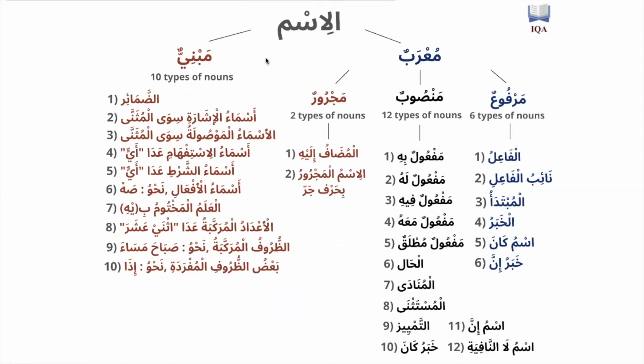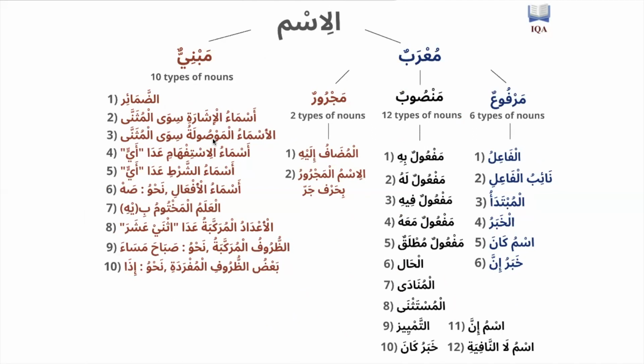So ismsor asma should be looked at from the perspective of a grammarian like so. Is the noun mabni or mu'arab? If it's mabni, it has to be one of these 10 things. Either it's dama'ir, like huwa, hiya, or it's asma al-ishara, siwa muthanna, or it's the noun of pointing, except for the muthanna, which according to some grammarians is going to be mu'arab. So hada, hadihi, excluding hadani and hatani.